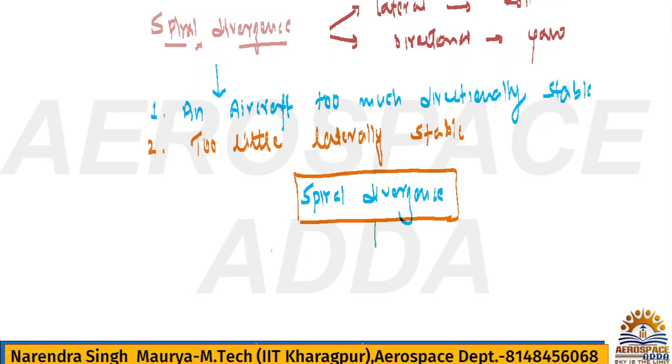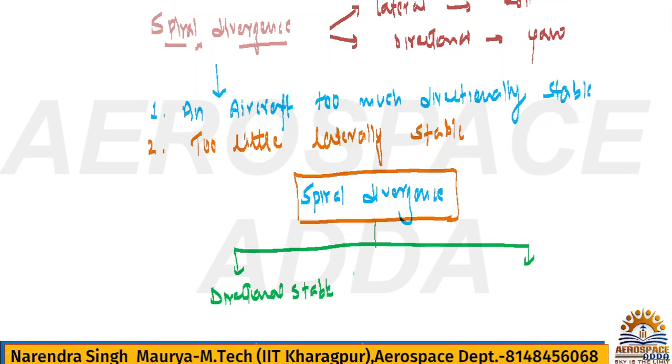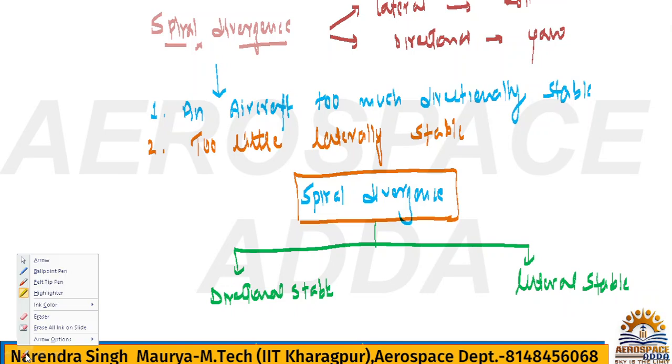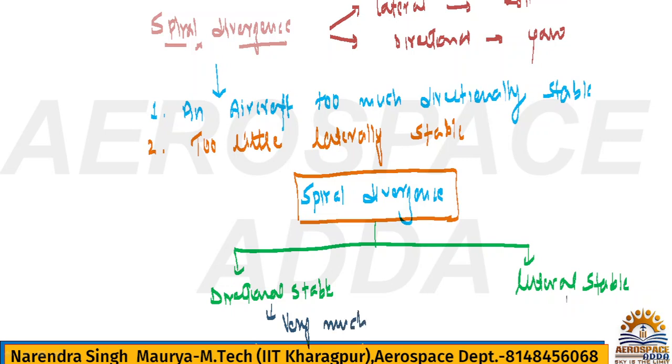What are these two points? Directionally it is stable, very much, and laterally stable, very less. That's all.